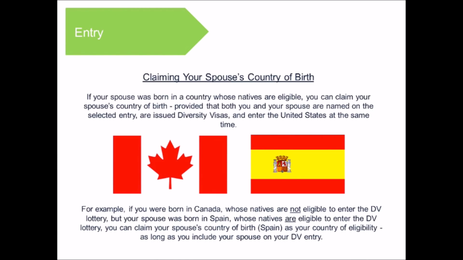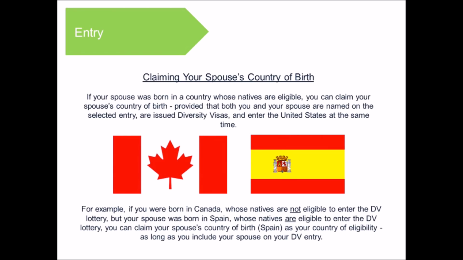Claiming your spouse's country of birth. If your spouse was born in a country whose natives are eligible, you can claim your spouse's country of birth, provided that both you and your spouse are named on the selected entry, are issued diversity visas, and enter the United States at the same time.